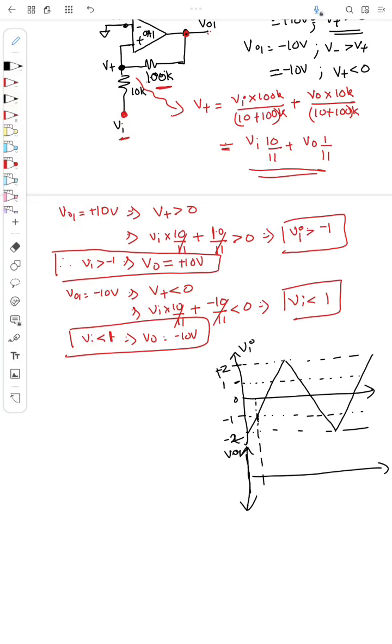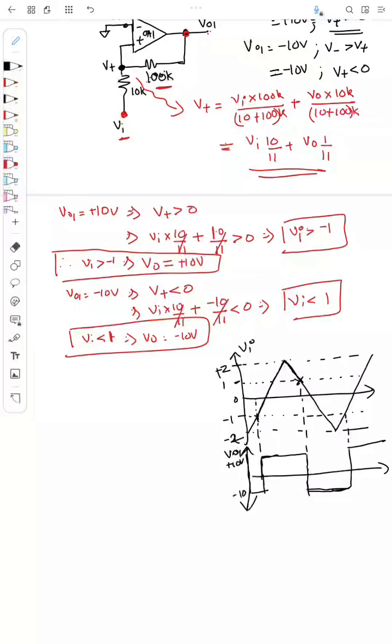when Vi is greater than minus 1, the output will be plus 10. So from this point the output will be plus 10 volt, till that it is minus 10. And the voltage Vi is increasing, and whenever the voltage goes below 1 volt here, it will go down to minus 10 volt. And again it will go up when the voltage is going above minus 1. So I will get a square wave like this. So this is what I will get at V01.